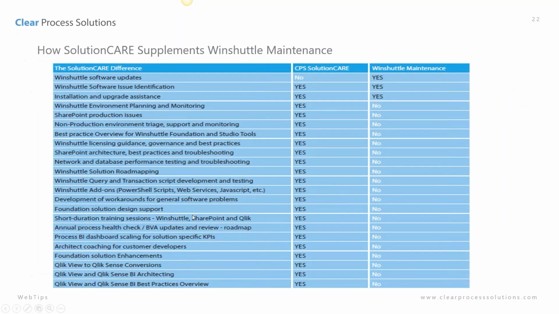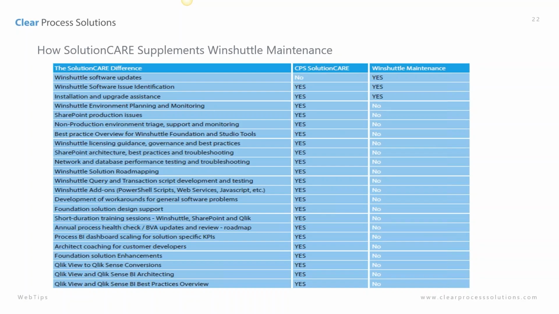The next topic I have here is just talking about solution care. For those of you that are on the phone, if you aren't familiar with Clear Process Solutions solution care, what it really does for you, it's a way for you to supplement your WinShuttle maintenance that you currently already get. This is just a grid telling you about all the different things that we can do to assist you with those solution care hours. The way it works is you can buy a certain block of hours, and each month we can assist you throughout the month in using those hours.